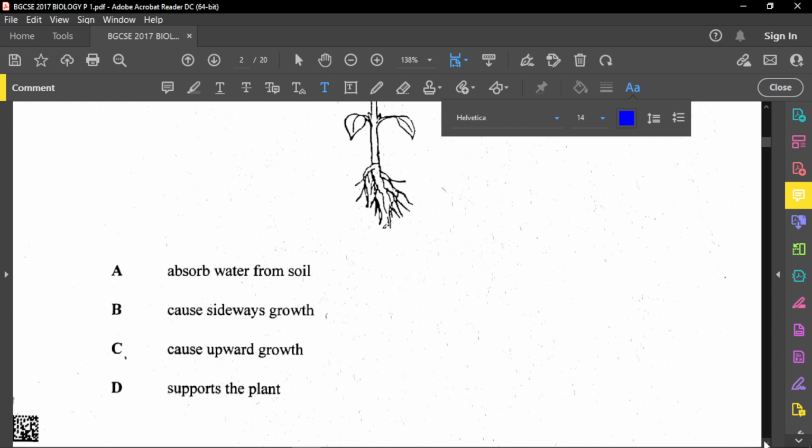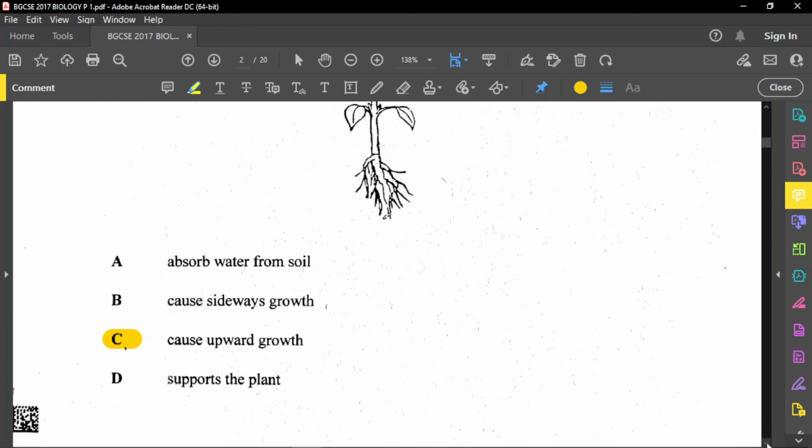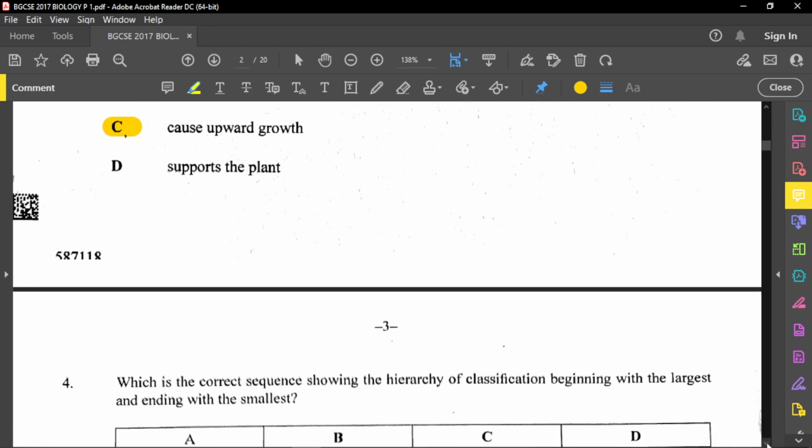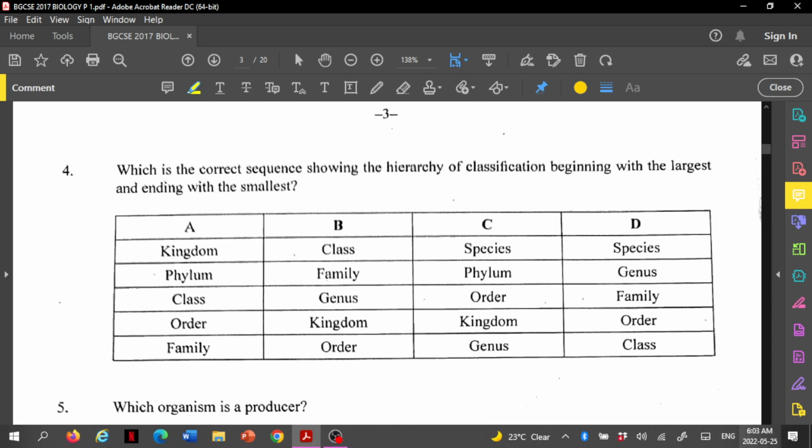All right, so the purpose of the apical bud is to absorb water? Oh no, that could never be. B, cause sideways growth? No, that will be the axillary bud. And cause upward growth, definitely C. Support the plant? No, that's the root supporting the plant. So that one was straight off the bat, C.